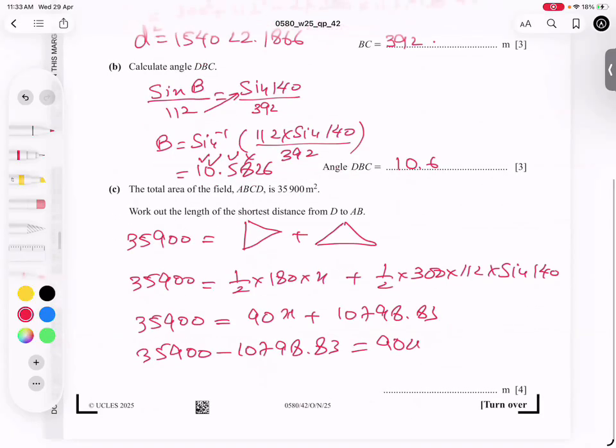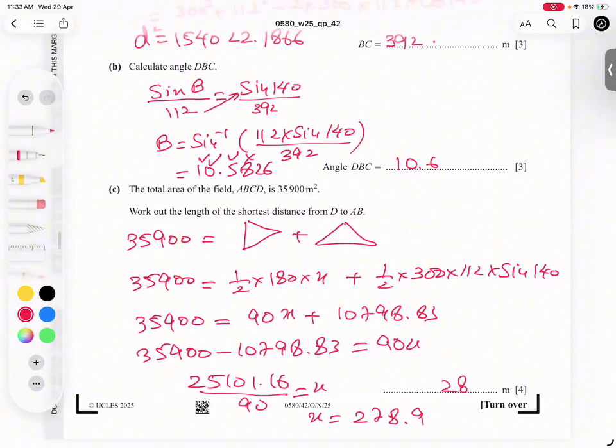When I subtract from 35900, I'm getting 25101.16, and divide by 90. When divided by 90, students, the height becomes 278.9, so 279, sorry, 279 kilometers. I think the idea is very clear, and this part is also clear.